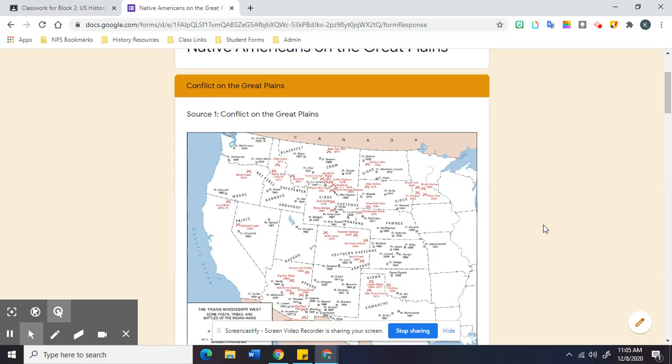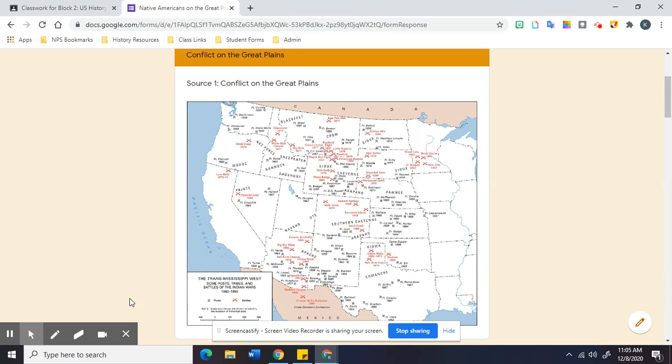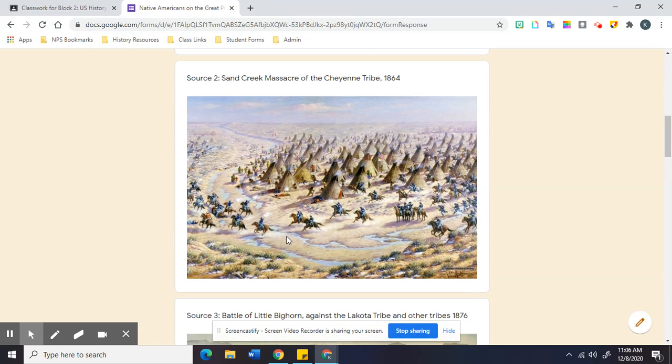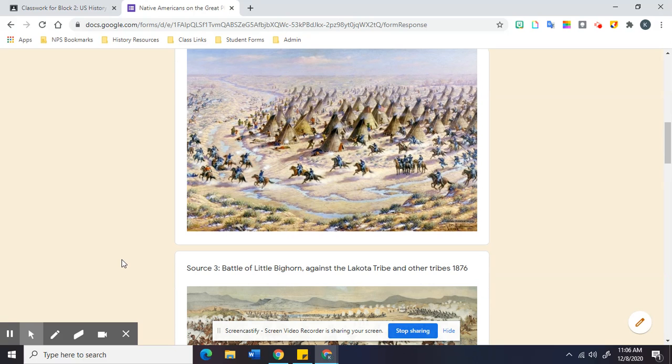So conflict on the Great Plains. So looking at our map, we have our little black dots are going to be Army outposts, and the red X's are going to be sites of conflict with the American Army and Native Americans. We have the Sand Creek Massacre of the Cheyenne tribe, an artist's depiction. Basically what happened is the Army went in, slaughtered everybody, mostly women and children.